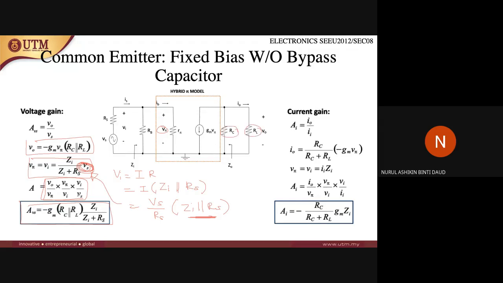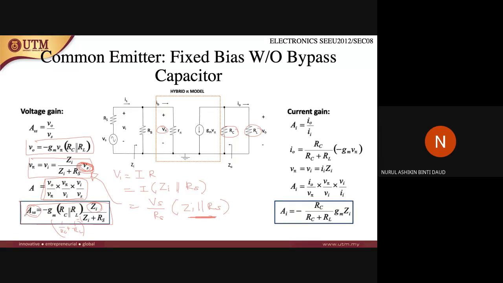RC and RL are parallelly connected. Don't straight away put the value here, it is not like that. This is parallelly connected, so it means 1 over RC plus 1 over RL, inverse. And then from the Zi that you found just now, over Zi plus RS. So this is the voltage gain for this model.